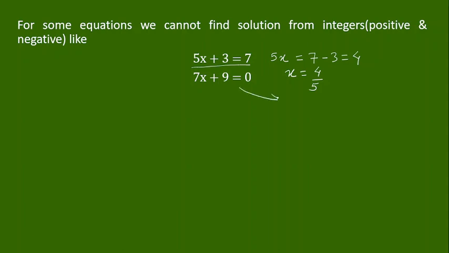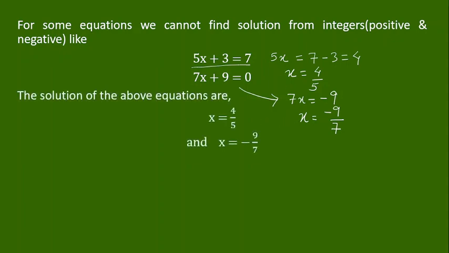Now from the second equation, I can write 7x is equal to minus 9. So this 9 is coming to the other side of the equation and it is becoming negative. Now I can write x is equal to minus 9 upon 7. So we found the solution to both these equations. For the first equation, x equals 4 upon 5, and for the second equation, x equals minus 9 upon 7. Now, what kind of numbers are these? Are these integers? No.